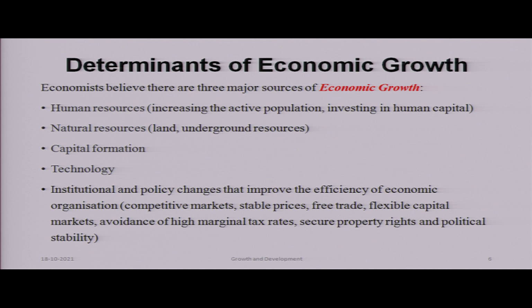The fifth factor, which is a new additional factor, is the institutional reasons, the institutional factors like competitive markets, stable prices, the marginal taxes, securing property rights, and the efficiency of economic organization.